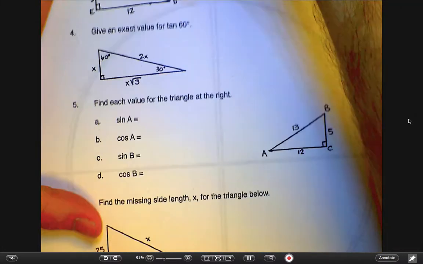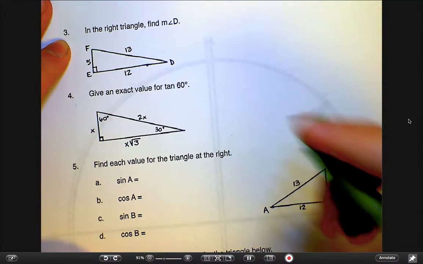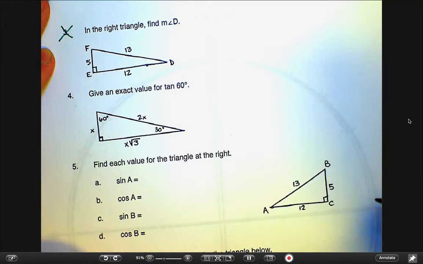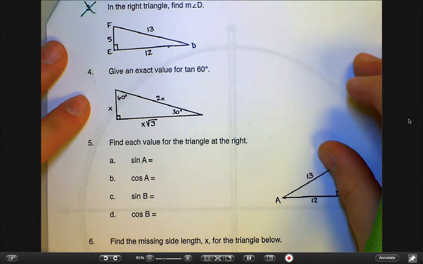Alright, on the back here, we are going to actually skip number 3. And we're going to come back to that one tomorrow. So we'll ignore that one for now. But let's look at number 4 here.